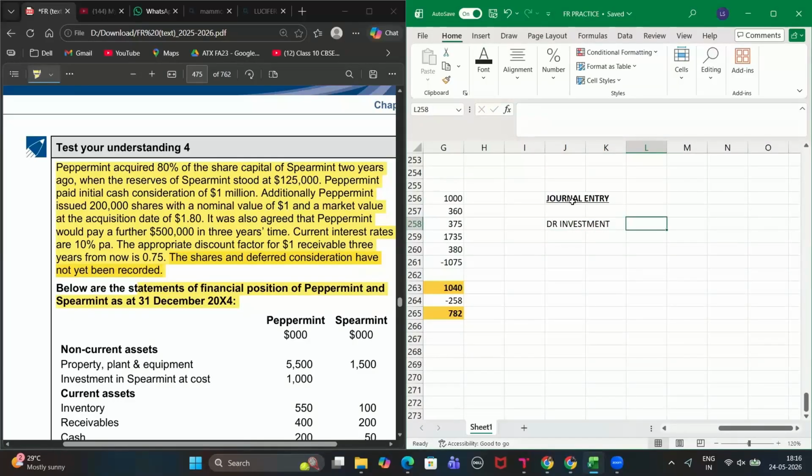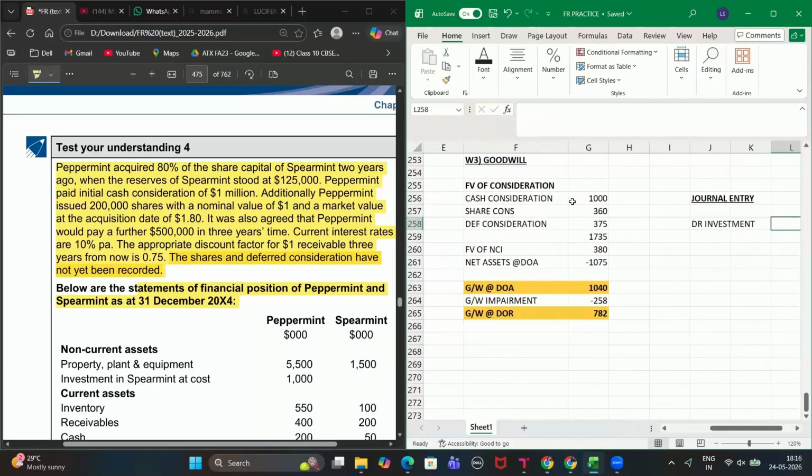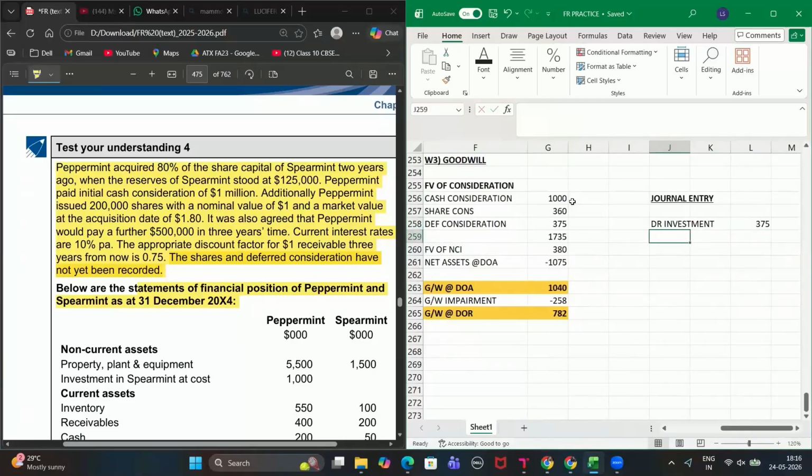What is the deferred consideration that we found out? What is the deferred consideration here that we are giving them? 375. See, it's 375. So what will be the amount of investment? 375. What will be on the credit side?